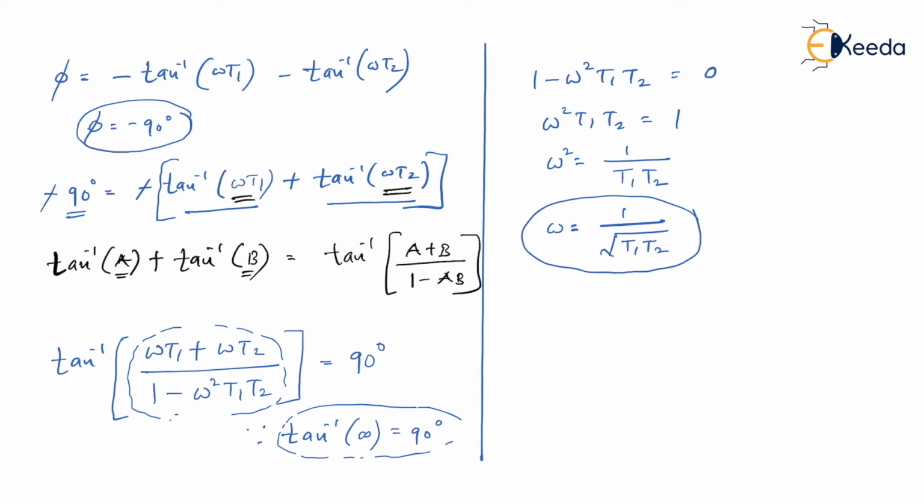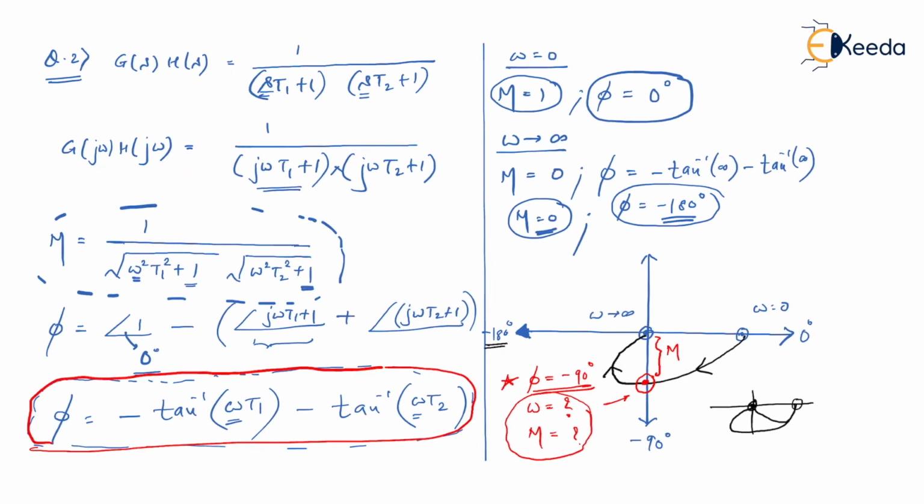If you remember, our aim is not just to find omega, we have to also find the magnitude. Look at this. At this intersection point, I had only an idea for phase angle, which is minus 90 degree. At this point, I wanted to know the value of omega, and also I wanted to know the value of m. So what I know is the value of omega. Once I know the value of omega, I can now use this magnitude expression. I can substitute the value of omega there, and now I'll get the exact magnitude also, isn't it?